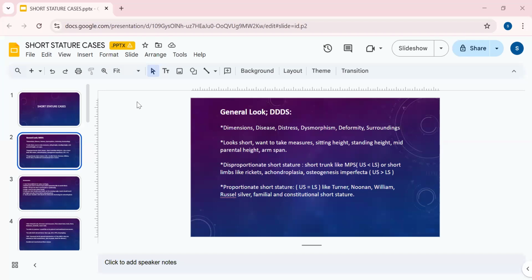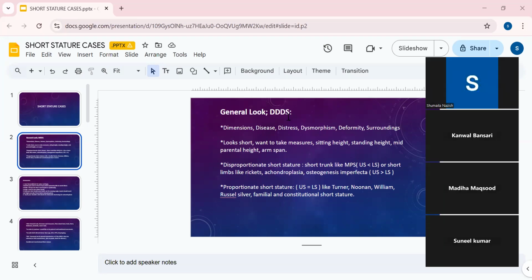Okay, so when you look at the child, you will know that the child is definitely short. So you will immediately ask the examiner that I would like to plot him. I would like to take his height, his standing height, sitting height, arm span, and I would also like to know the parental heights for this child.